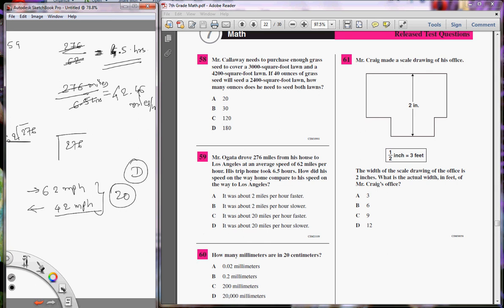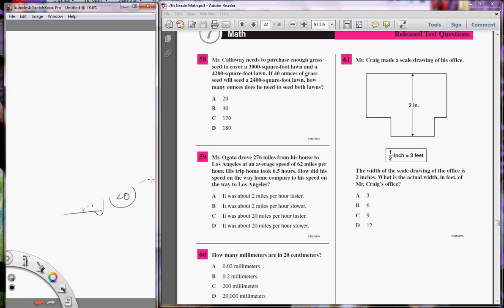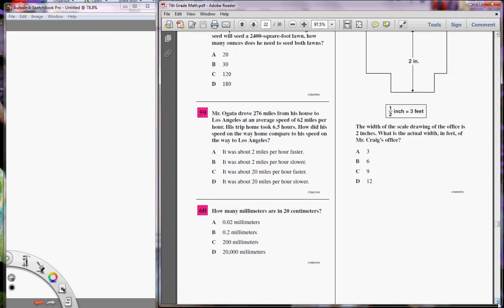This was a little bit tricky. I don't know how many kids can solve this kind of problem in the exam. So that was question 59. The last question is 60.